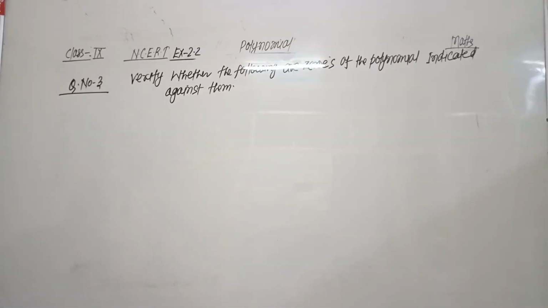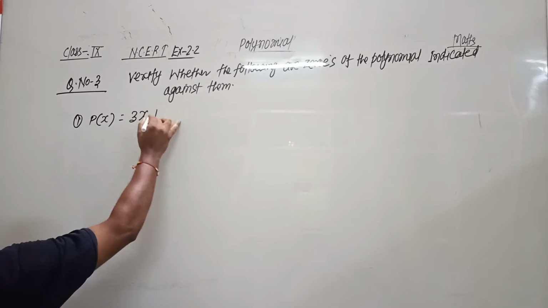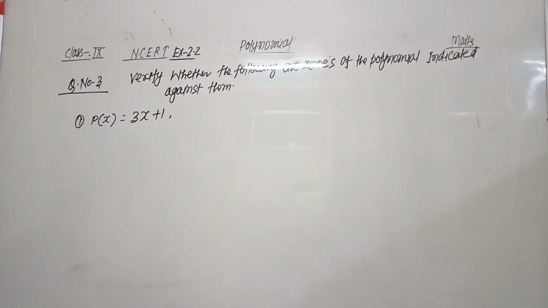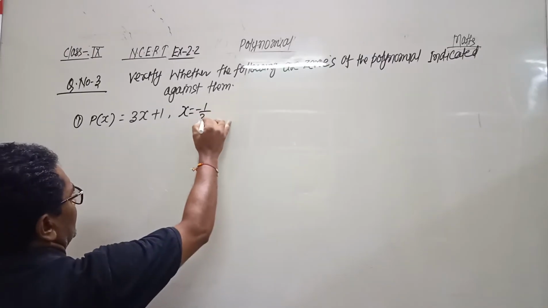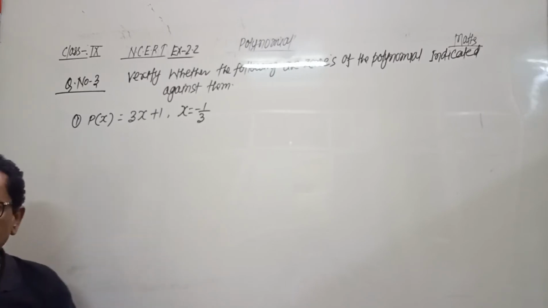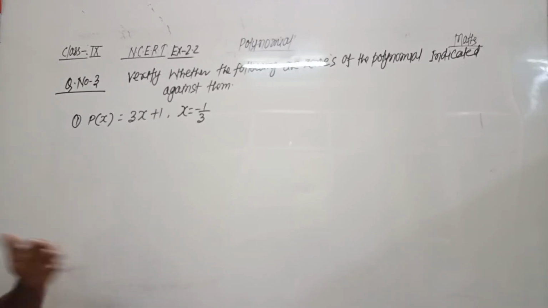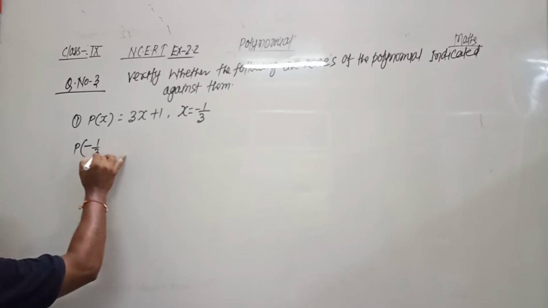The first part is p(x) equals 3x plus 1, and the value of x is given as minus 1 by 3. So we put the value of x equals minus 1 by 3 in the expression, and if the result comes to be 0, then we say that x equals minus 1 by 3 is a zero of the polynomial.